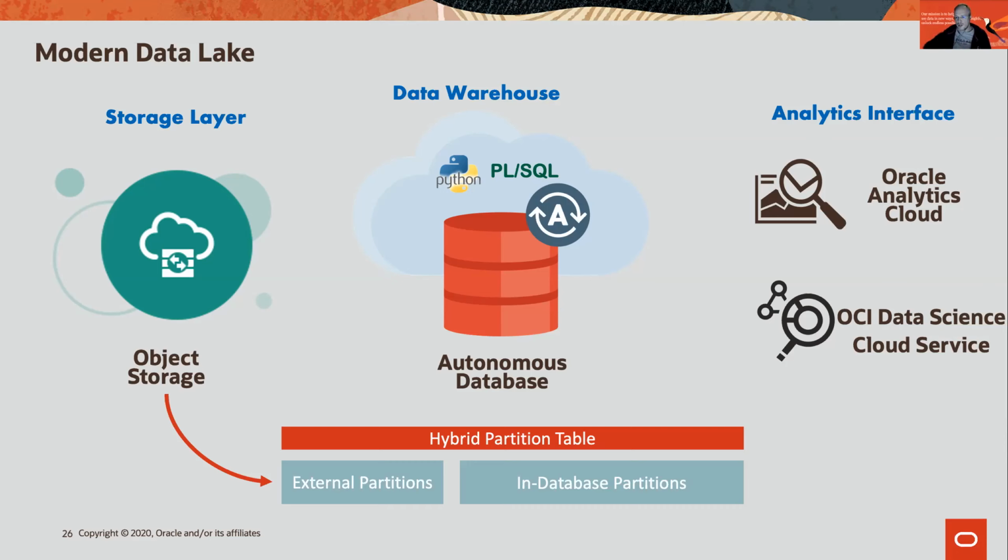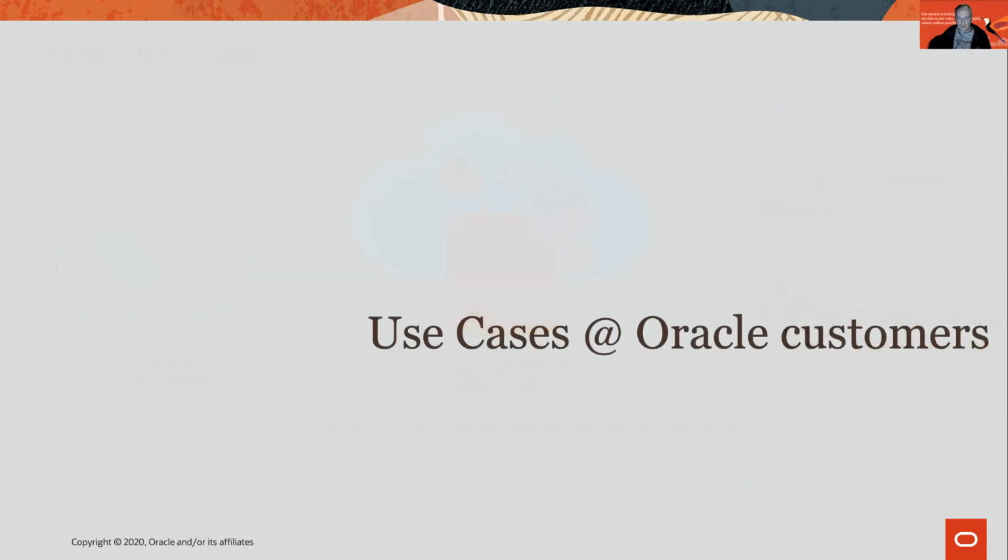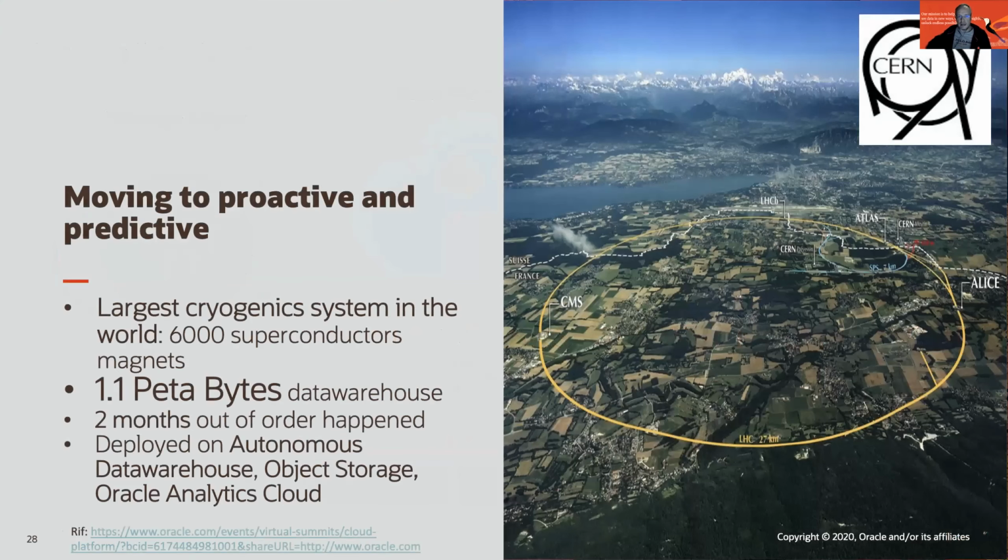This kind of architecture has been used in several of our references that I'm going to show to you. The first of all is CERN of Geneva. In this case, they are using exactly the architecture that I have shown to you in the previous slide, based on autonomous data warehouse, in which they have put 1.1 petabytes of data coming from the cryogenic system that is based on 6,000 superconductor magnets.